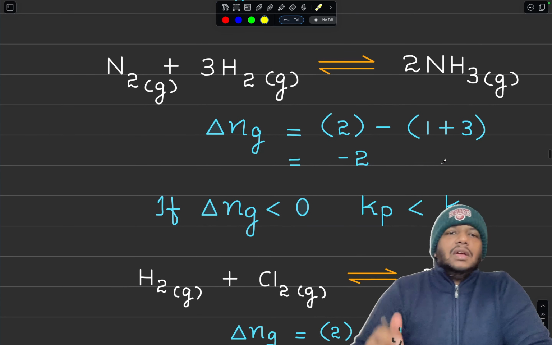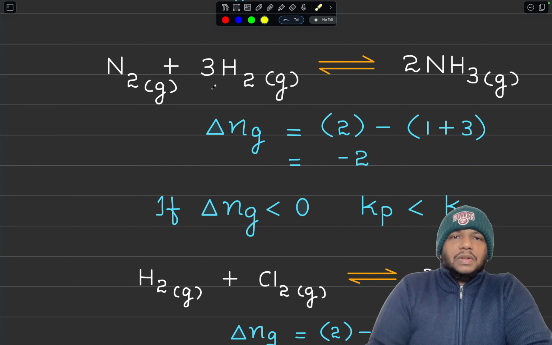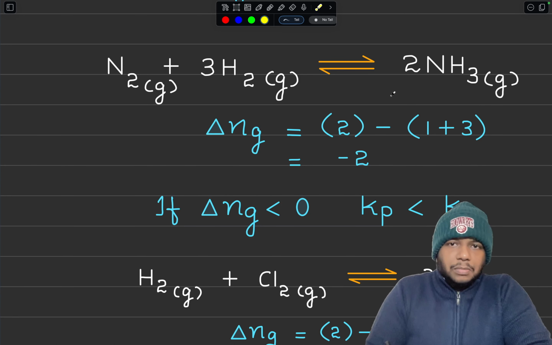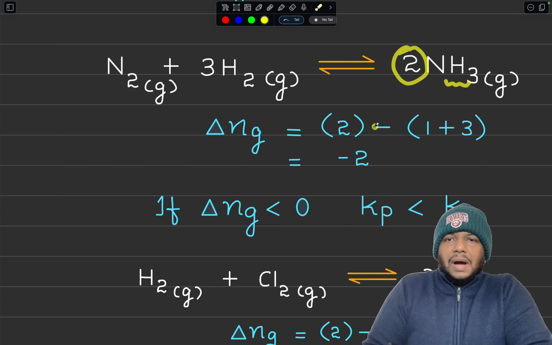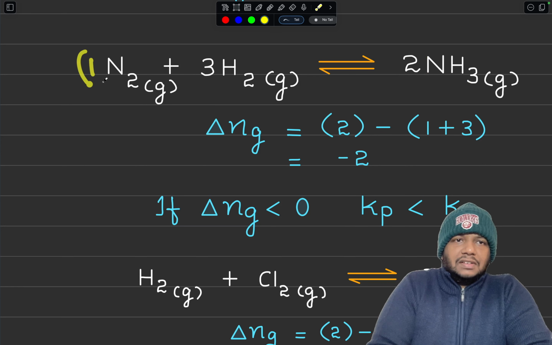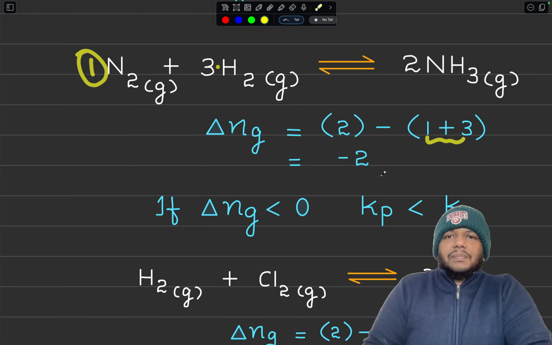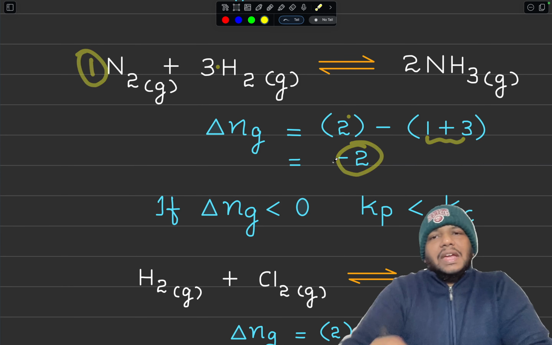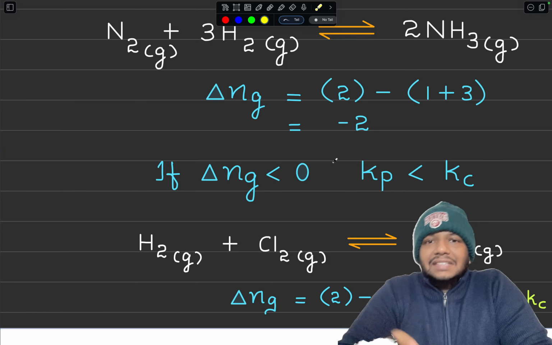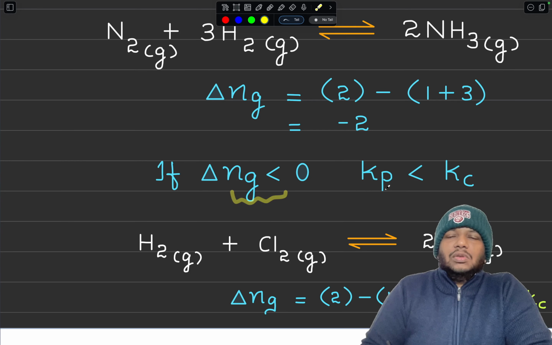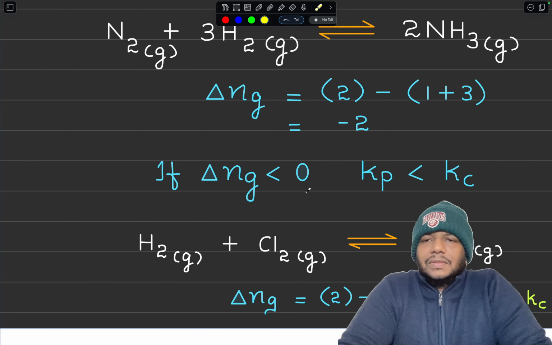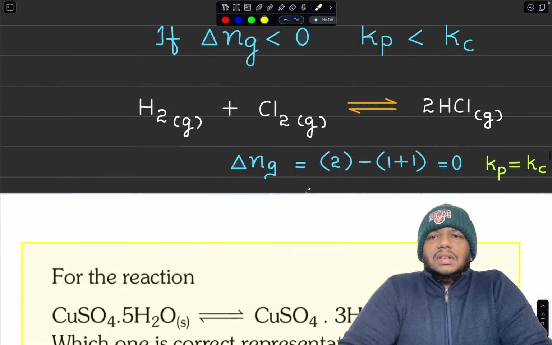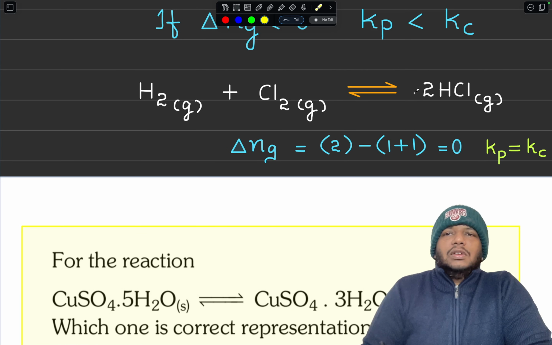Now in the next case you have N2 plus 3H2 giving 2NH3. This is Haber's process, and all are in gaseous terms. Here also delta Ng is the number of moles of the gaseous product, which is 2, minus the number of moles of the gaseous reactants, that is 1 plus 3. So 2 minus 4 you will get minus 2. Here delta Ng is negative. Whenever delta Ng is negative, we can understand from the equation that Kp would be less than Kc.